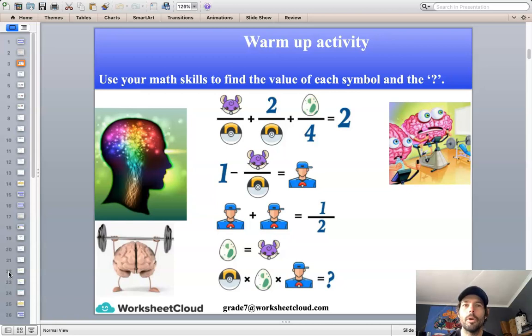Take your time, work through it methodically. Write down your thoughts and your processes so it makes a lot more sense to you. Check your work and then press play to see how you guys get on.